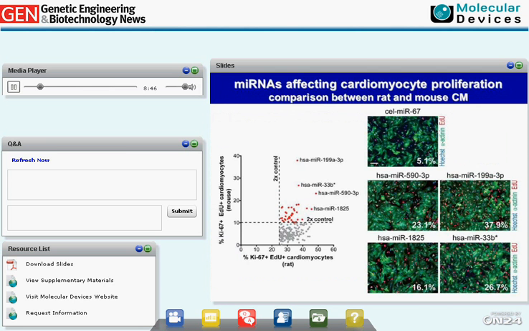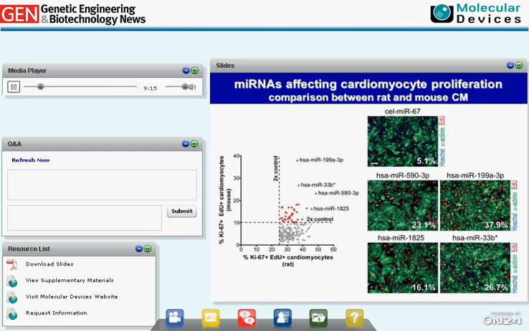So then what we decided to do was to take these 200 microRNAs that we tested initially in rats and then retest them in mouse cardiomyocytes. We did this for 2 reasons. The first reason is that mouse cardiomyocytes proliferate in basal conditions less than rat cardiomyocytes. So it's slightly harder to make a mouse cardiomyocyte proliferate than a rat cardiomyocyte.